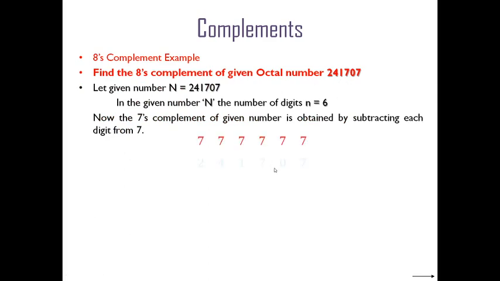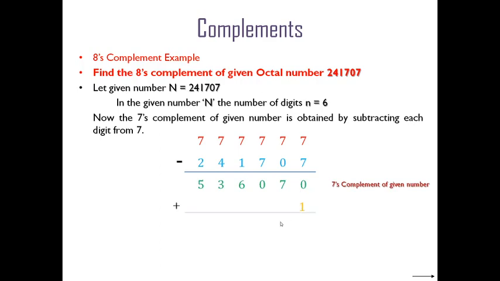First, 7's complement we will find out. Later on, by adding 1 to the 7's complement, we will get the 8's complement. This 7's complement we got here; to get the 8's complement, we added plus 1. So finally we will get the 8's complement. Okay, like this we will get the 7's complement and 8's complement.